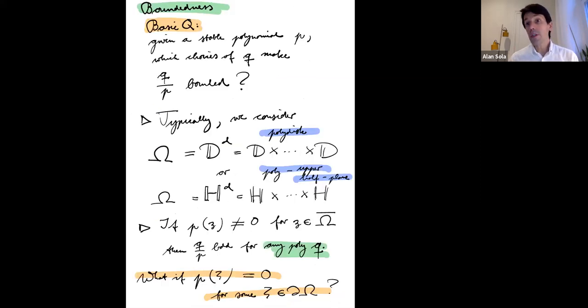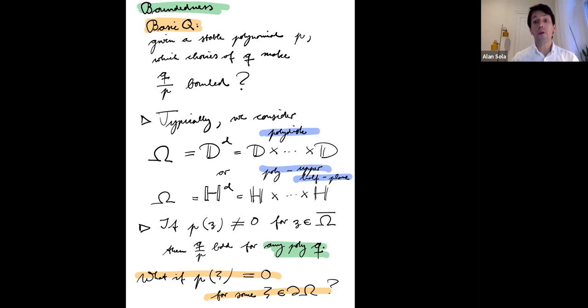So a basic question that one can ask as regards these bounded rational functions is this: if you give me some stable polynomial p, what are the possible choices for q such that q divided by p furnishes a bounded rational function in omega? Again, we could in principle consider this question in quite general domains, but we'll specialize to polydisks and poly upper half planes for reasons that will become apparent later on.